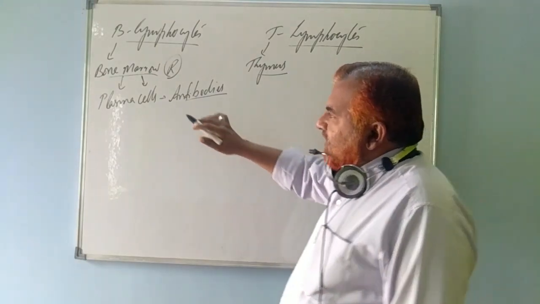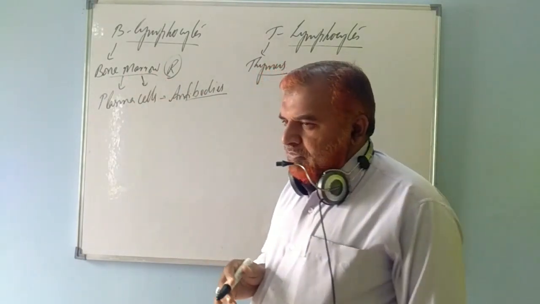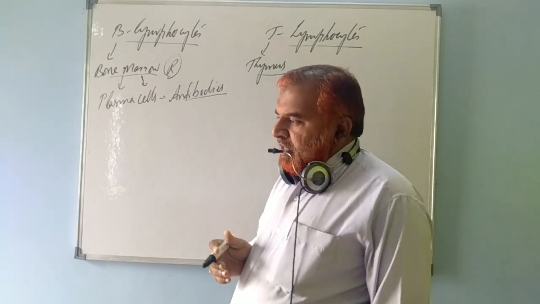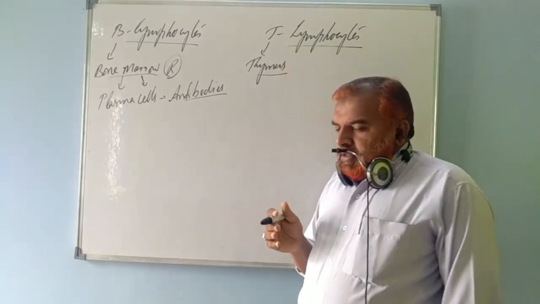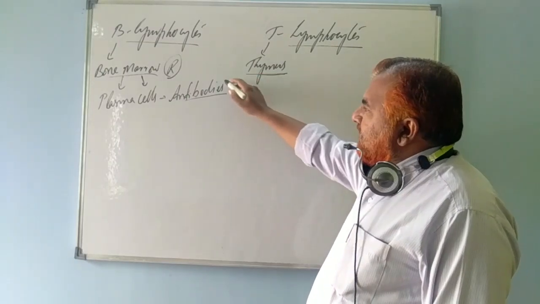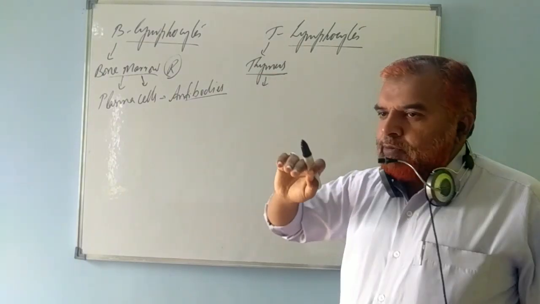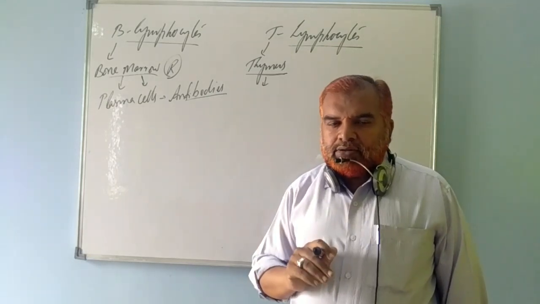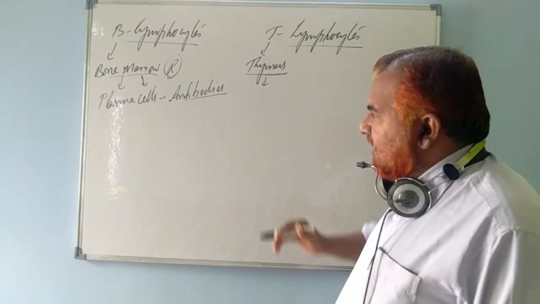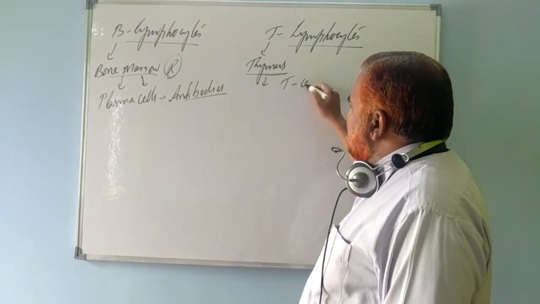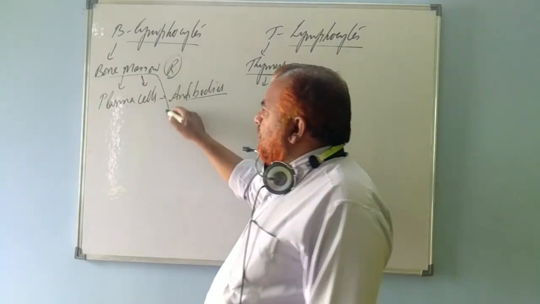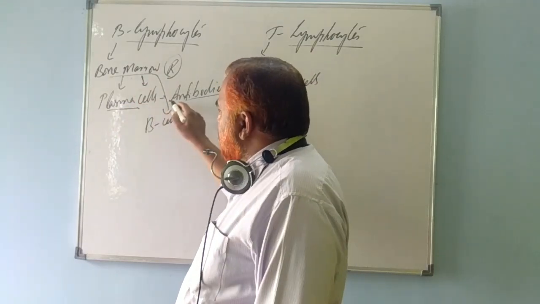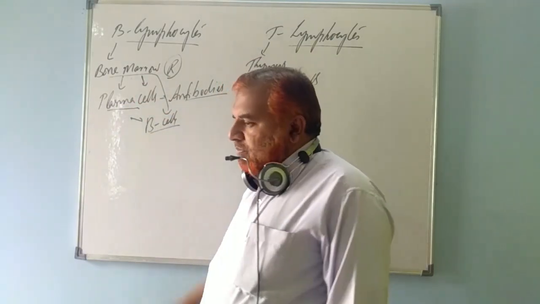Similarly, stem cells are also produced in the bone marrow. Some cells migrate from the bone marrow to the thymus gland. In the thymus gland, they undergo development, proliferation, activation, and differentiation. All these processes take place in the thymus gland. From the thymus gland, T cells are released. From the bone marrow, B cells are released. The plasma cells produce antibodies.